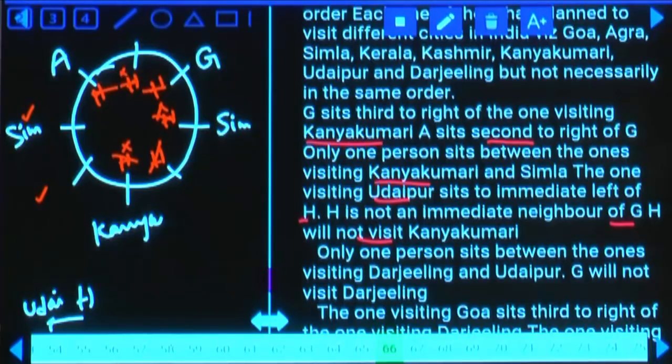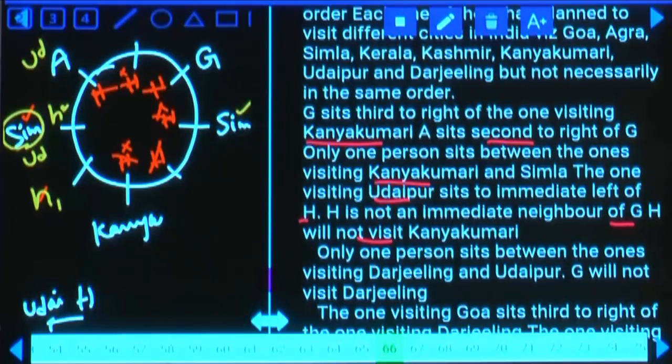Then H will not visit Kanyakumari, and only one person sits between the ones visiting Darjeeling and Udaipur. Between Darjeeling and Udaipur, there must be exactly one person. Now if H is at this place, H1, can H be at this place? Simla can be either here or here, 2 possibilities, isn't it? As of now, let us take Simla here, and Simla is not there. Then Udaipur will be here, or if H2 is here, Udaipur will be here. How many possibilities do we have? 2 possibilities. Are you following this or not? Rather than drawing a second diagram, we are adjusting in this one itself.